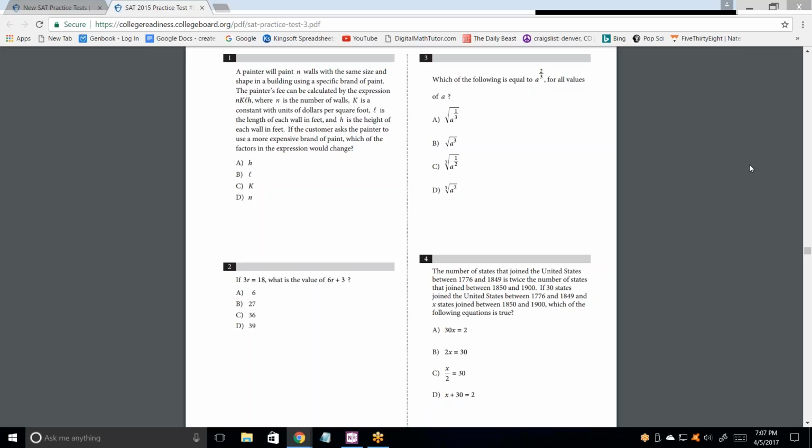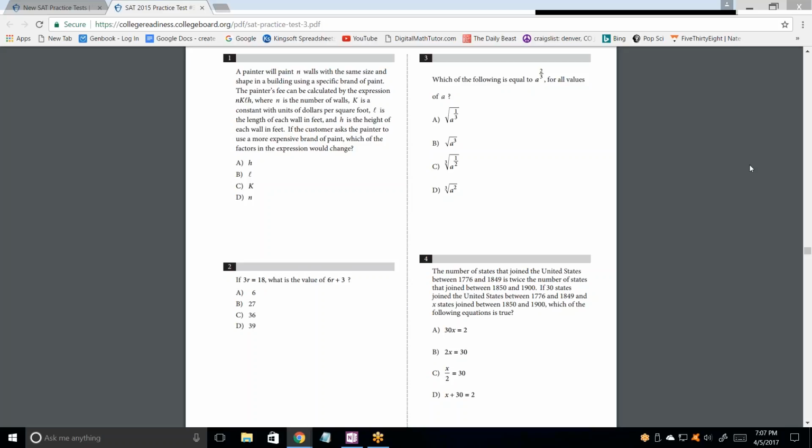A painter will paint n walls with the same size and shape in a building with a specific brand of paint. The cost C can be calculated with the expression NKLH, where K is a constant with units of dollars per square foot, L is the length of a wall, and H is the height. If the customer asks the painter to use a more expensive brand of paint, which of the variables represented will change?